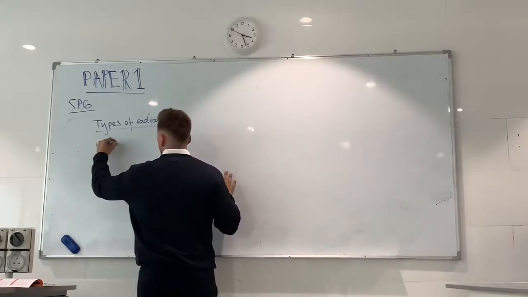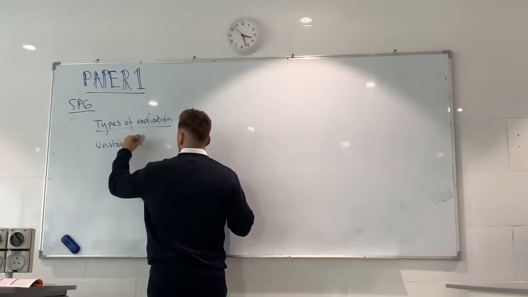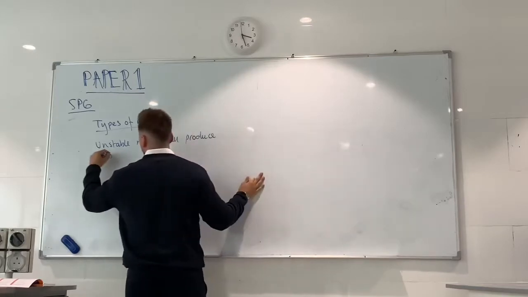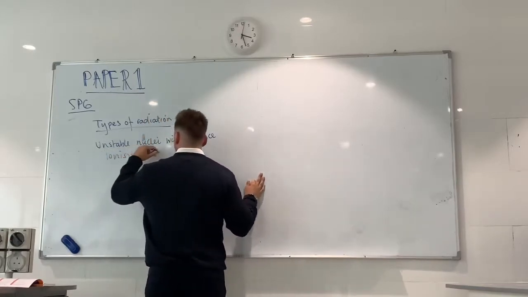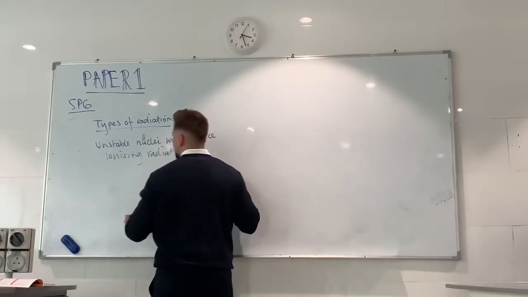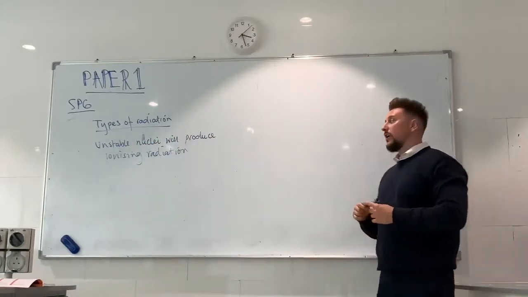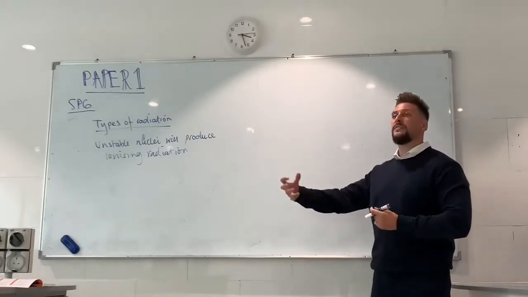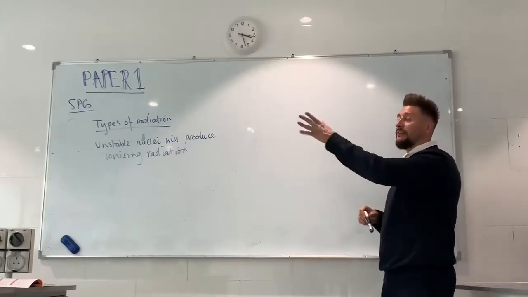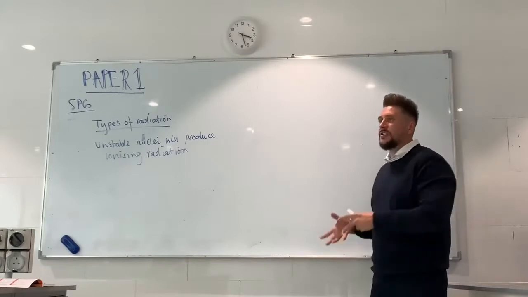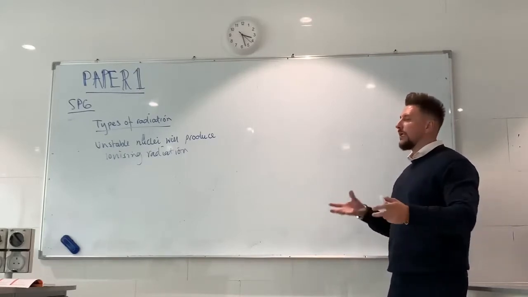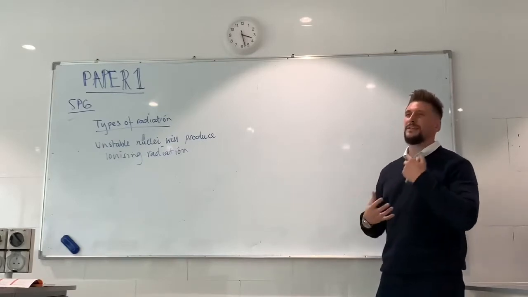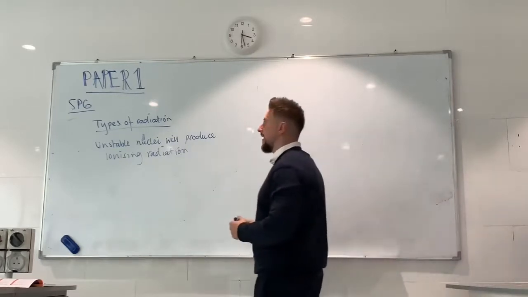So unstable nuclei will produce ionizing radiation. If the nucleus is unstable, something changes. We're going to look at what the changes could be, or it literally just breaks off a piece of itself and emits it as ionizing radiation. That radiation then goes on and it can cause ionization in cells inside the body, for example. That's dangerous, we know, because if our cells become ionized, chemical reactions can take place, mutations can occur, and eventually that can lead to cancer.